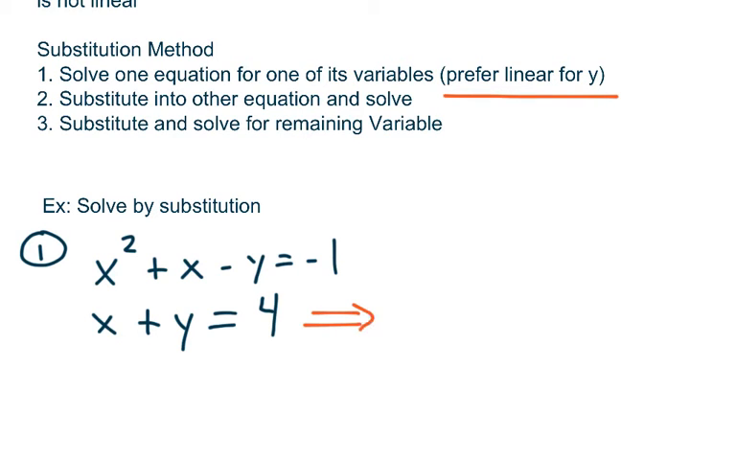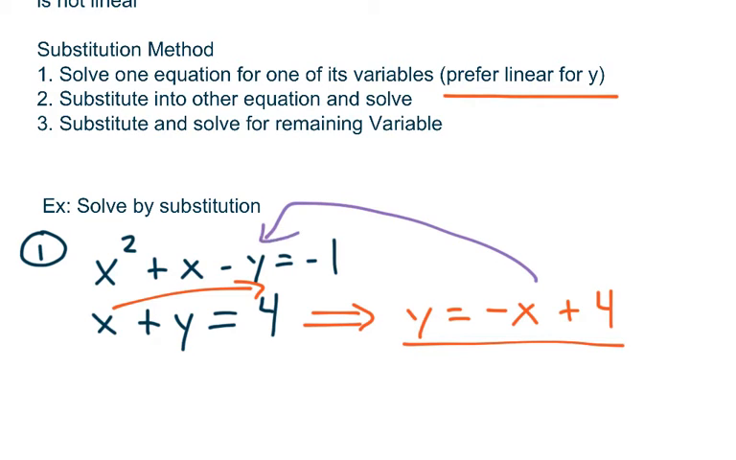We're going to move this x to the other side. So it's going to be y equals, we can either write it as 4 minus x, or we could write it as negative x plus 4. There's step number 1, solve one equation for one of its variables. We did that. We have y by itself in the second equation. Step number 2 then says substitute into the other equation and solve. Again, this is just like 3-variable systems. We know what y is equal to, so now we're going to replace y with negative x plus 4.